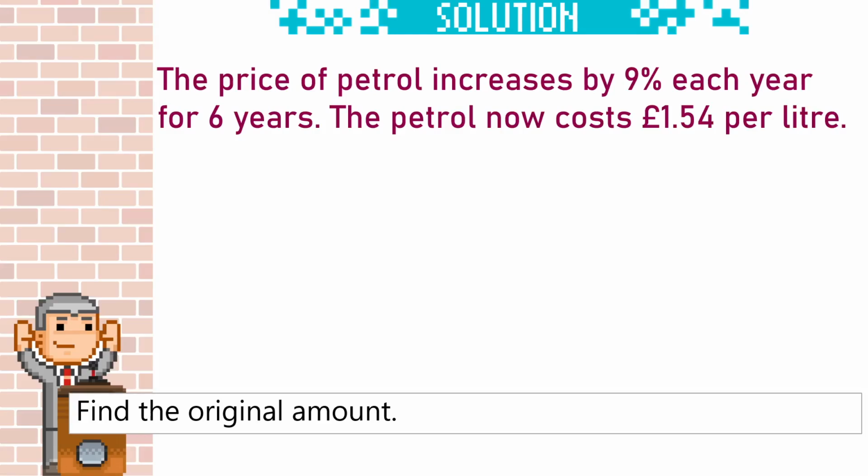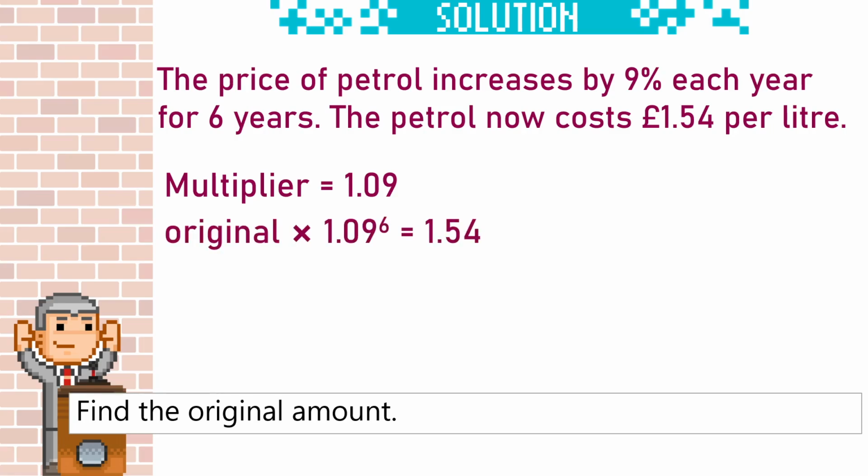We can start this question off by finding the multiplier. An increase of 9% will be 109%, divided by 100, which is 1.09. Normally, if we were given the original amount and we had to find the final amount, we would do original times that 1.09 to the power of the amount of years, which will be 6 years, and it will give us our answer. But we are given the answer here of 1.54, so we need to do the reverse.